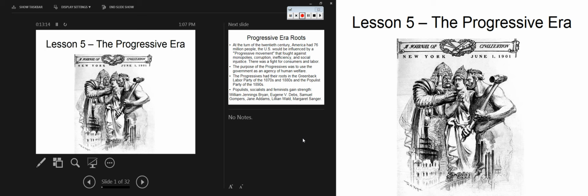All right. So we're looking at the Progressive Era. This is a really great political cartoon related to the Progressive Era. Really, this is symbolic of what this is all about.